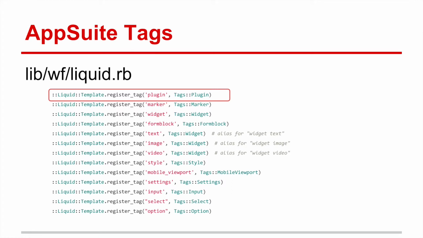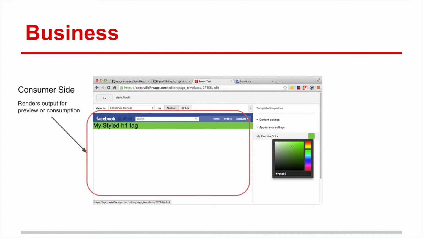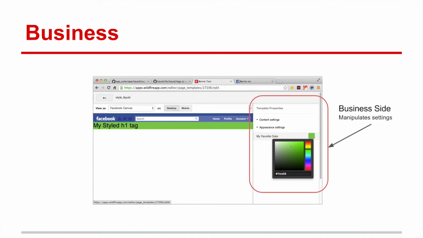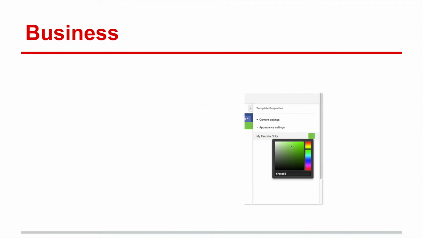Now that you know a little bit about how the template gets rendered, that is, how the consumer side gets rendered, let's talk a little bit about the business side. As far as the rendering pipeline is concerned, let's start out with the part of the business side that's closest to the rendering pipeline, that sidebar that we talked about earlier.